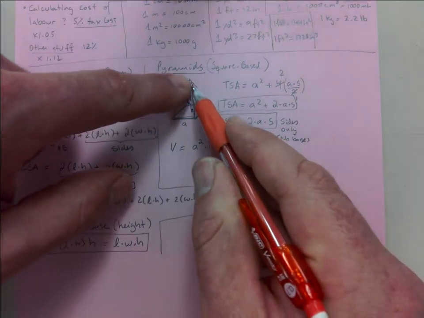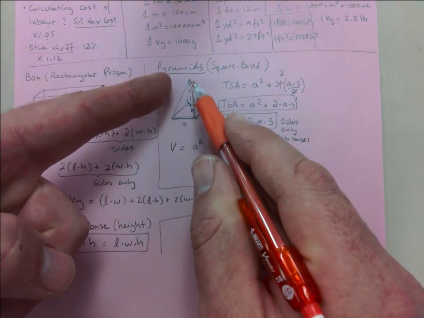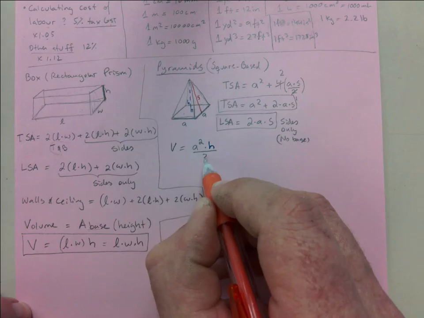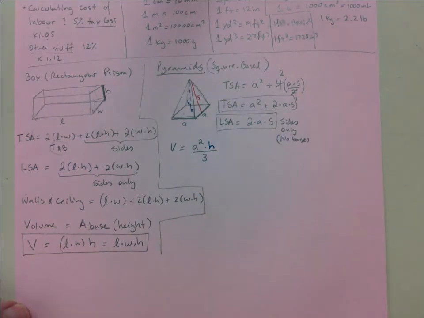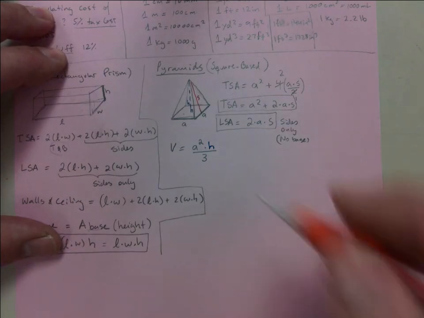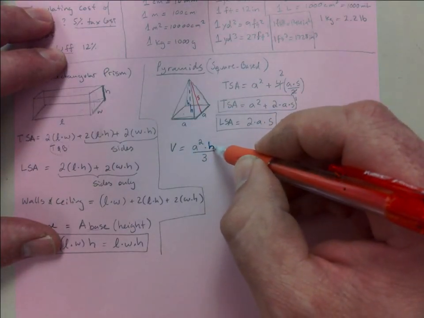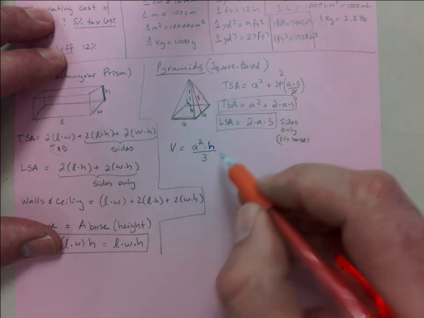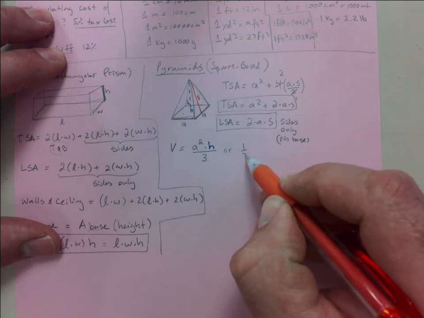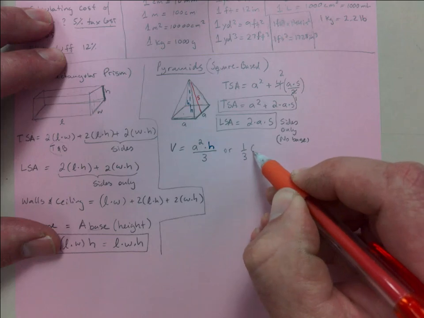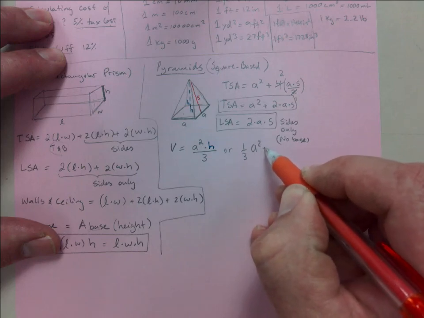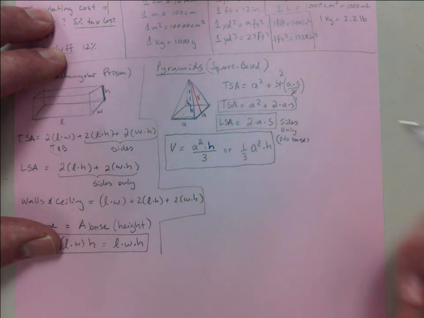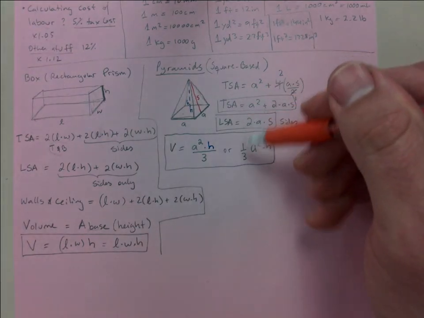But this is pinching down. It's not a square stacked on top. It's not a rectangular prism. So you divide everything by 3. That is the key here. It's A squared times the height, but you've got to divide it by 3 because of the pinching. Some textbooks have 1/3 A squared times H. Regardless, they're doing the same thing. So there you have your surface area and your volume.